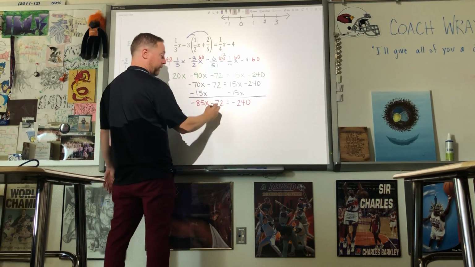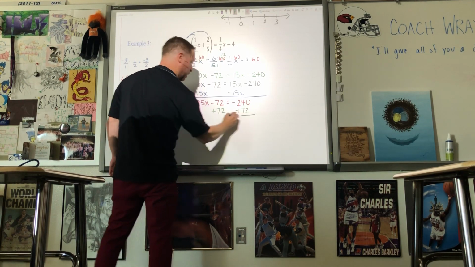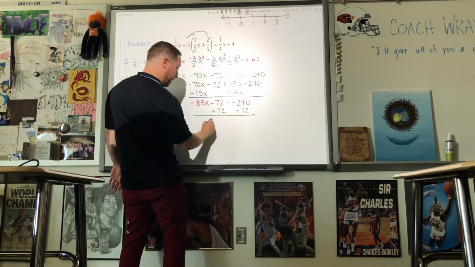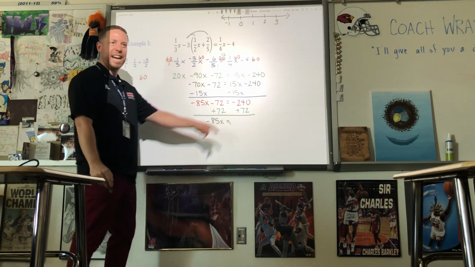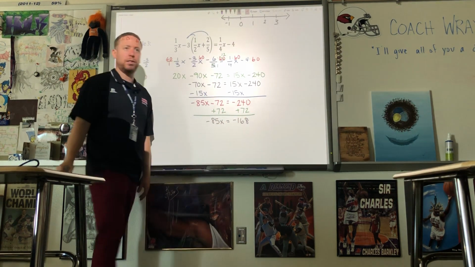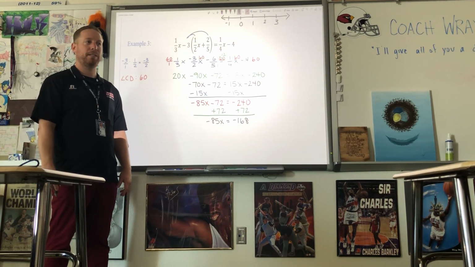I'm going to get my constants together, but I got to go across the equal sign, so I'm doing the inverse. So I've got negative 85x is equal to, this is negative 168. I'm not that smart. This is just the third time I've done the problem today. Probably shouldn't have said that on the video, actually.